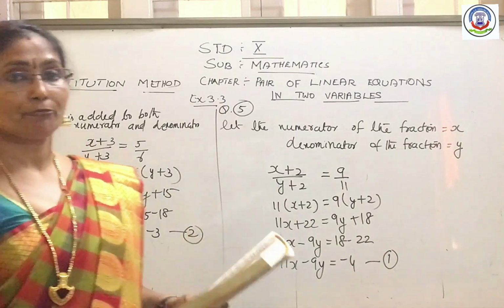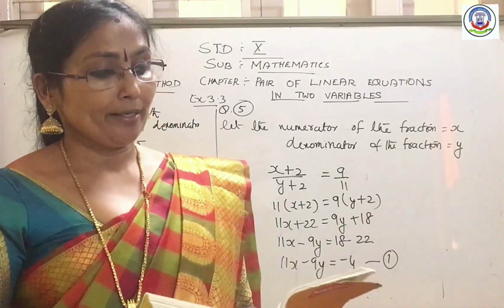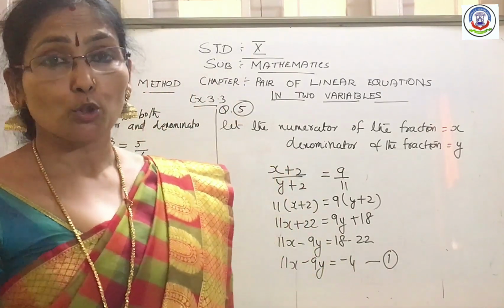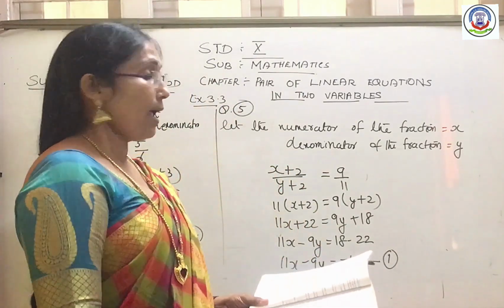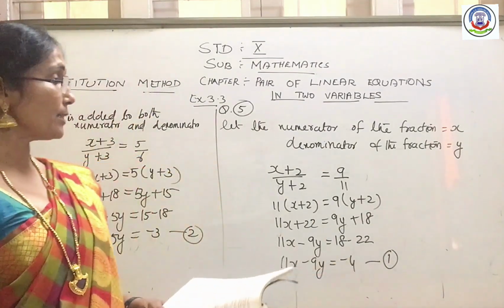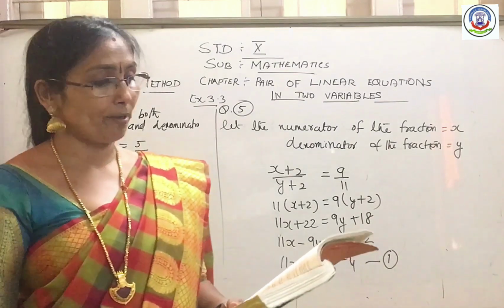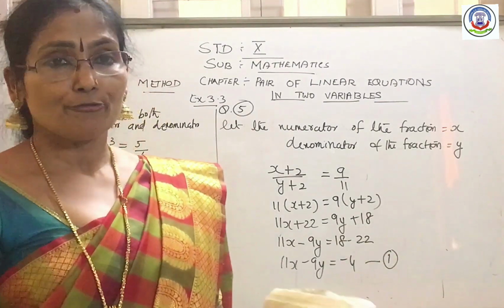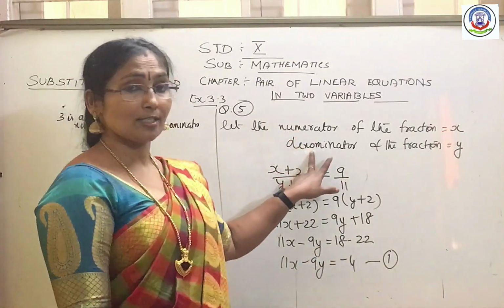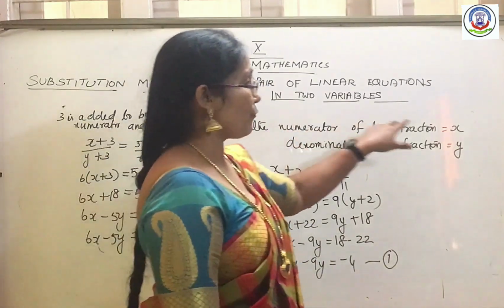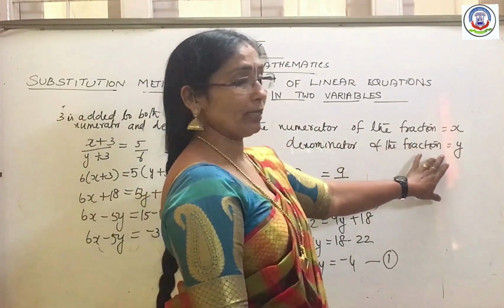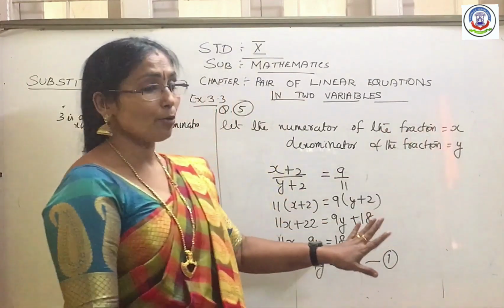What was that? Question number 5 says that the fraction becomes 9 by 11 if 2 is added to both numerator and denominator, and then the fraction becomes 5 by 6 if 3 is added to both numerator and denominator. So you have to find the fraction. As you know, a fraction has a numerator as well as a denominator. Let the numerator of the fraction be the variable x, and the denominator of the fraction be y.